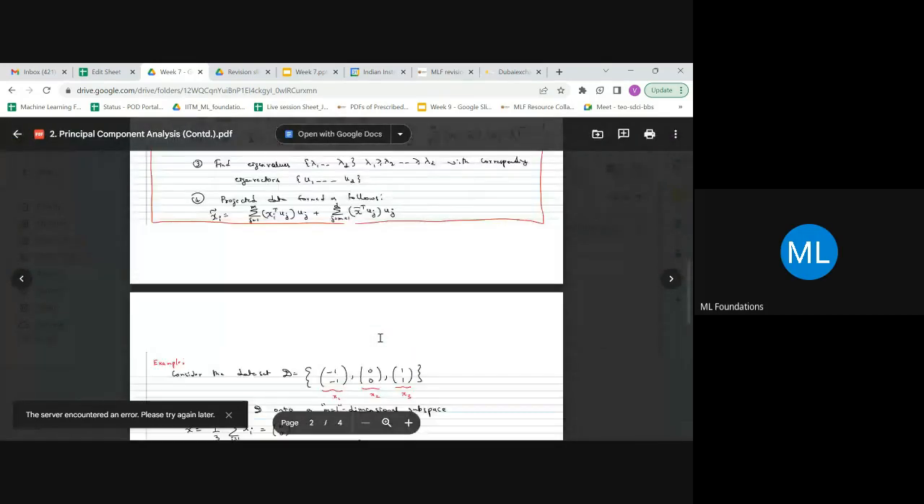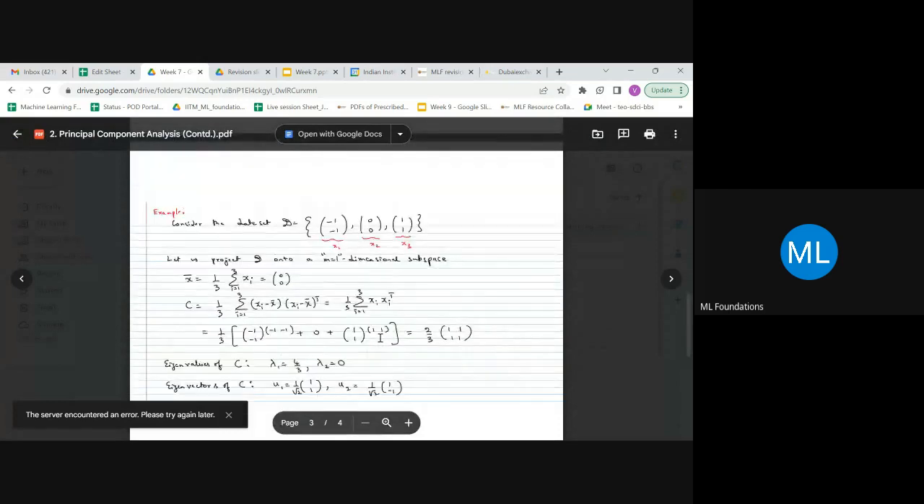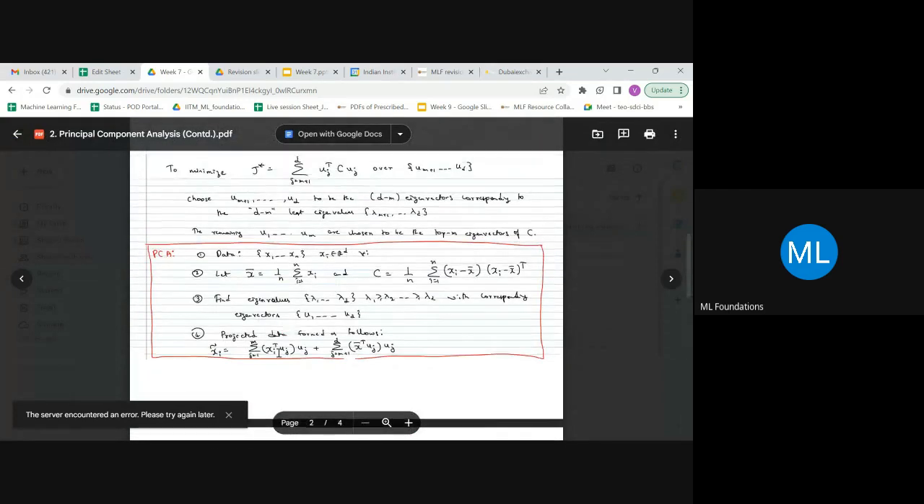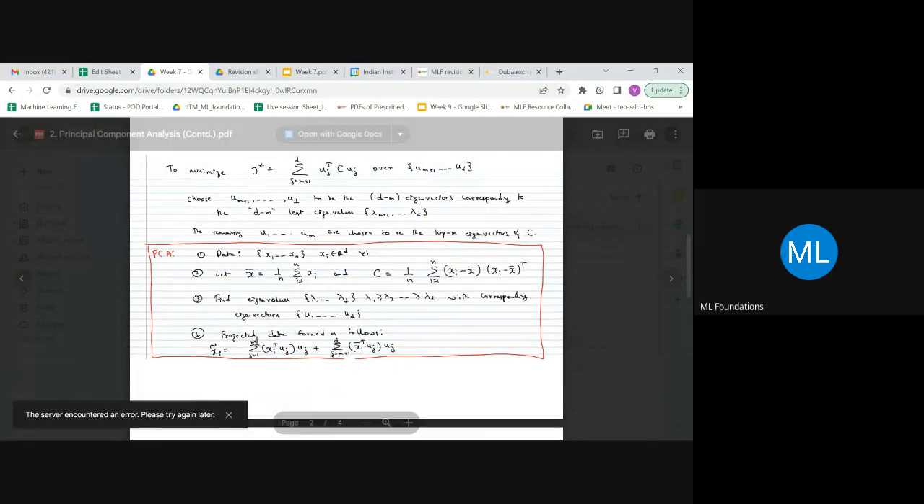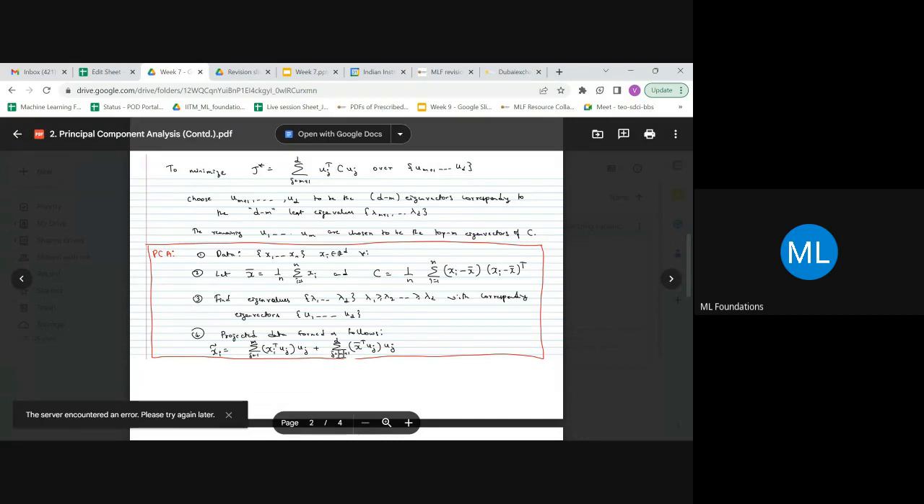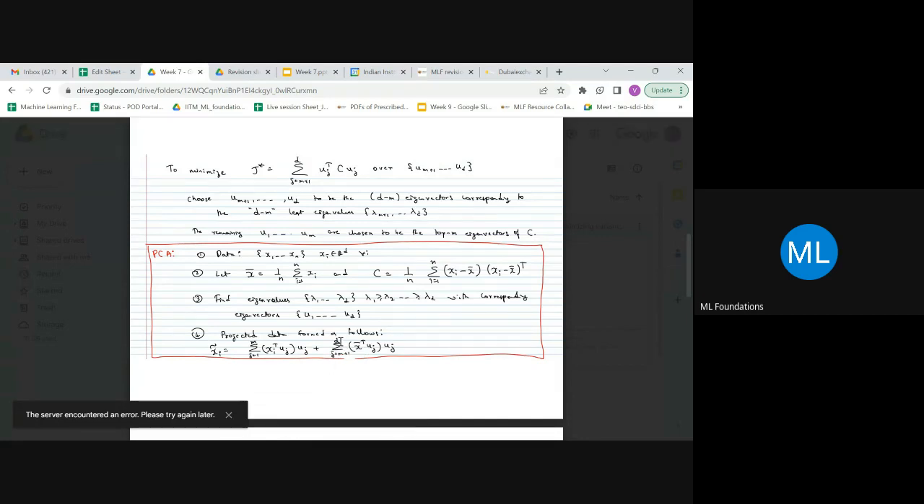See here what we are doing. This is the formula that sir is using. Here m is the number of principal components that we are taking into consideration. That's why we are going from m plus 1 to d dimension. So whatever the remaining eigenvectors are, that is what we are taking into consideration in the second part. Is it clear now?